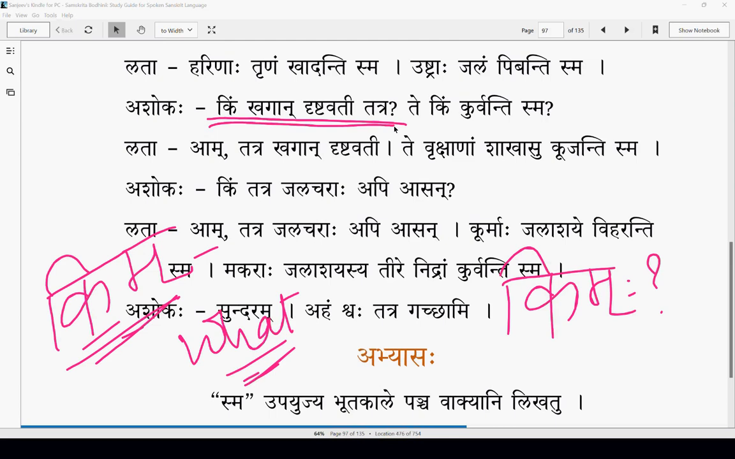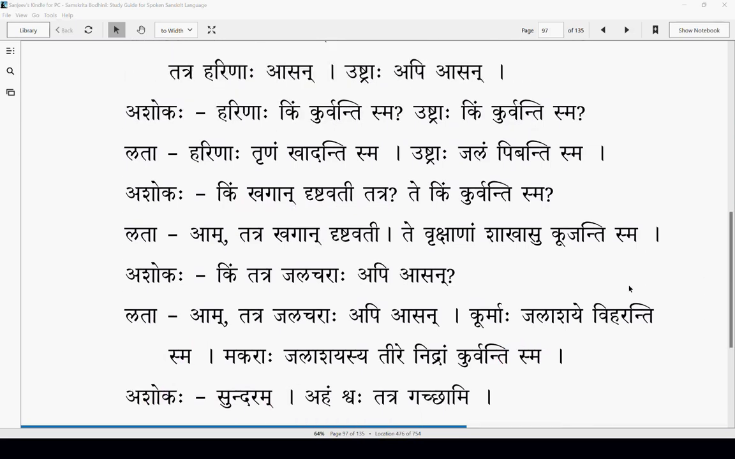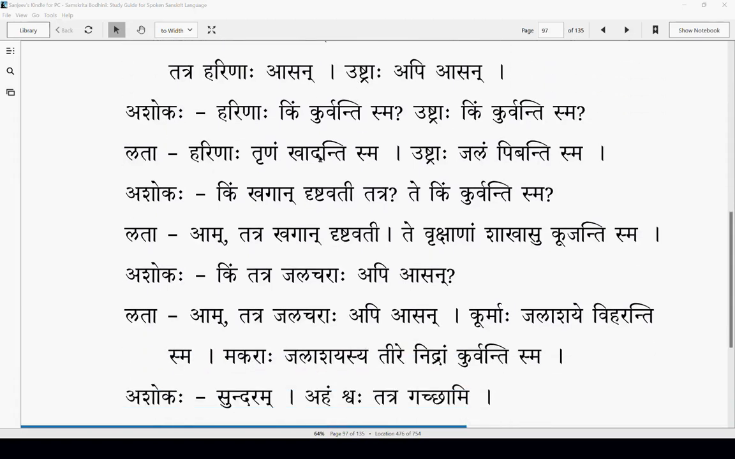Kiṃ khagān dṛṣṭavatī tatra. That was in the previous sentence also, where there is a question. Ashokaḥ tatra siṃhā āsīt kim. There also kim you can put in the first place also. Kiṃ tatra siṃhā āsīt. Tatra siṃhā āsīt kim. So here it is not visheshanam, it is just coming as a question mark. Similarly here, kiṃ khagān dṛṣṭavatī tatra, coming as a question mark. But in the second sentence, it is coming not as a question mark but as a visheshanam.